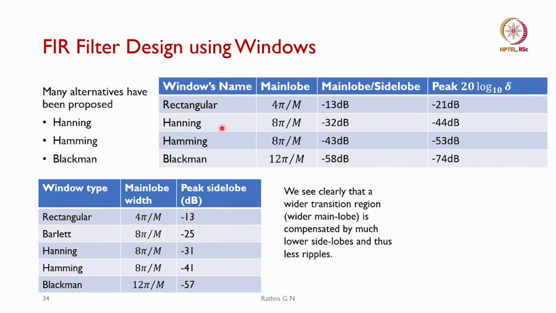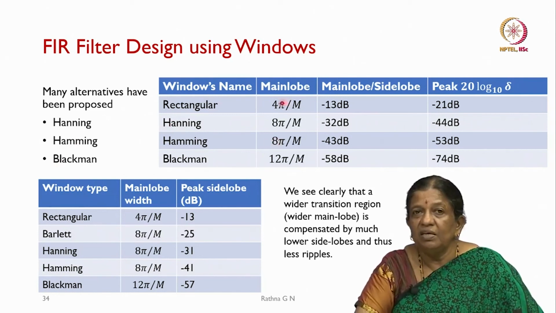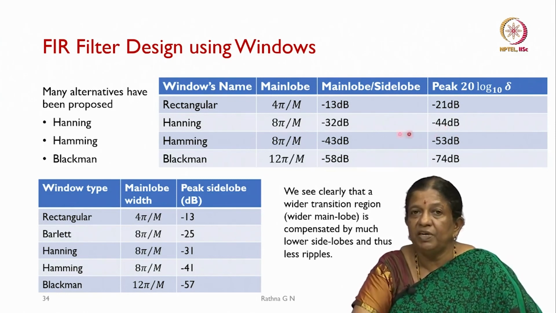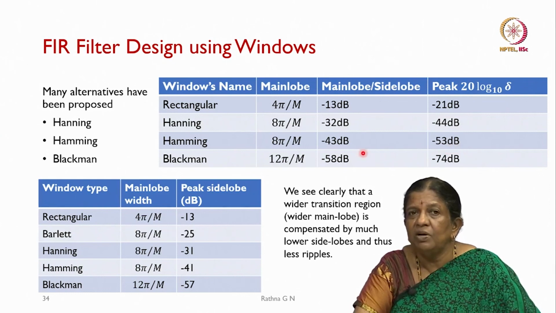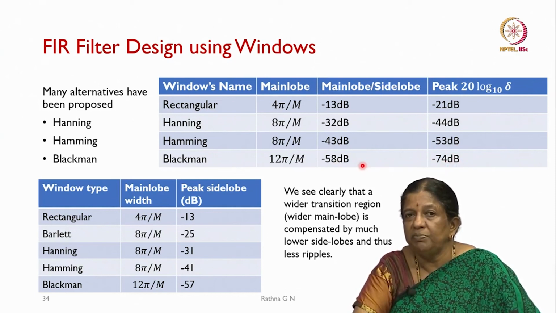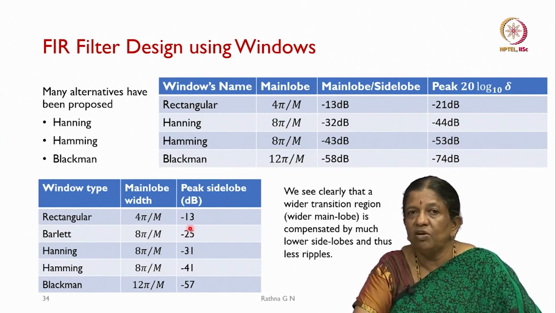This table shows how they are represented. The main lobe is going to be 4 pi by m, which is equivalent to minus 13 dB. If I consider the peak 20 log 10 delta side lobe, it will come down to minus 21 dB, whereas in the Hamming window it comes to minus 44 dB. When I want to increase the order of the filter, m has to be increased, and then I can go up to minus 53 dB maximum in the Hamming window. If you consider the Blackman window, I can go up to 74 dB from 58 dB. So, if you want a peak side lobe of minus 13 and other values, you can select any one of these windows.